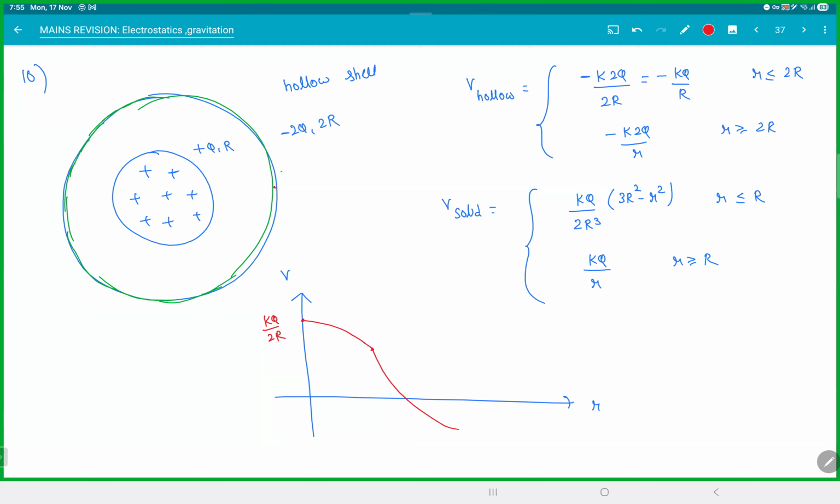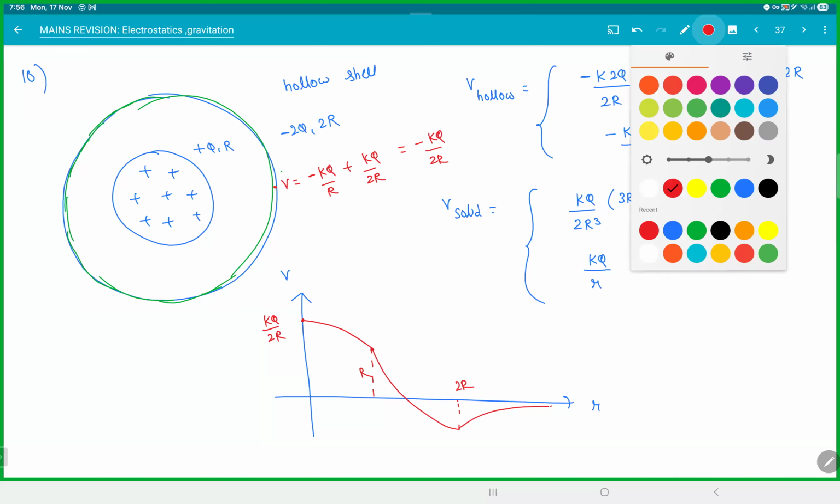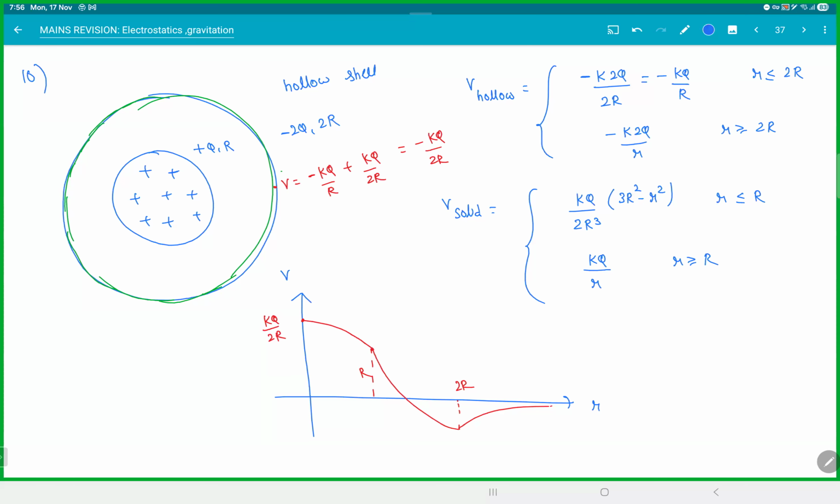And on the surface, the potential becomes how much? Minus kq by R plus kq by 2R. It actually goes to negative, and then it will tend to 0. Clear with this? There. So graphs are important. So this will take care of both the formulas, hollow shell and solid sphere.